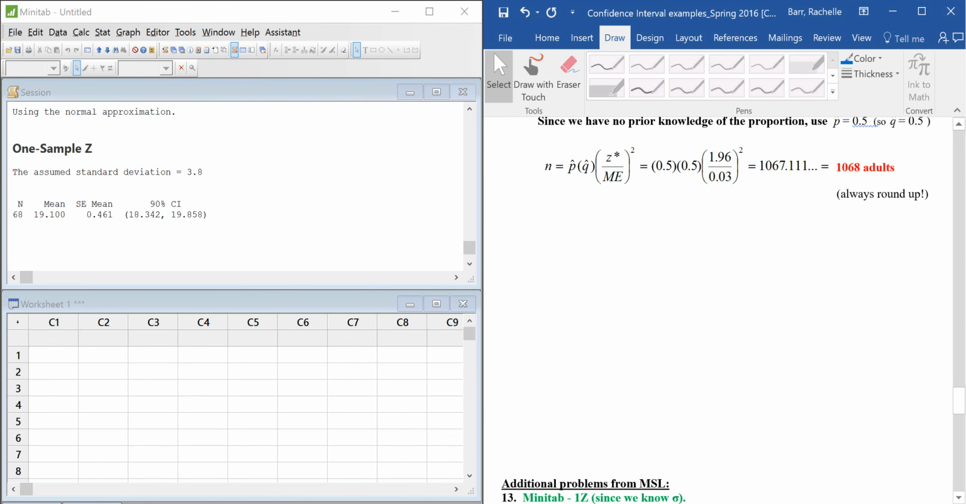I was going to say skip to the end, but I know I have the Minitab portion next. So let me show this to you real quick.